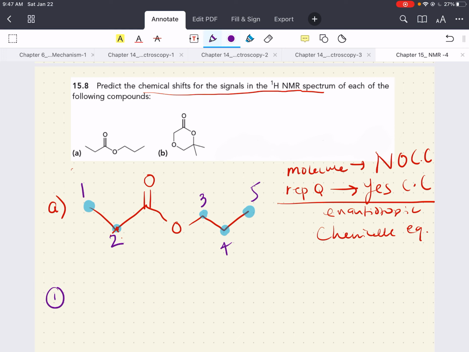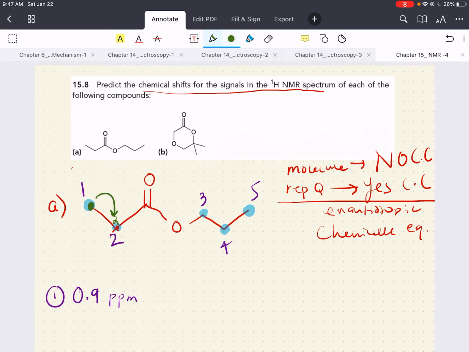1 is a methyl group. We see methyl groups at 0.9 ppm. Fantastic. Here's the methyl group. This is the alpha position to the methyl group, and this is the beta position. At the alpha position, is there any group like an alcohol or an ether or an ester or a carbonyl that would cause a chemical shift? No, there's nothing in the alpha position. What about the beta position? The beta position is a carbonyl. So we're going to write at the beta position, there's a carbonyl.